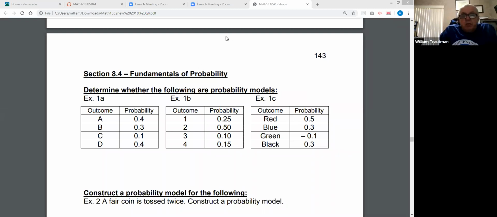So we want to look at these probability models that they have. And this question says, determine whether the following are probability models. First of all, you cannot have negative probabilities. You're not allowed to have a negative probability. That's the first thing. Second thing, probabilities have to add up to 1.